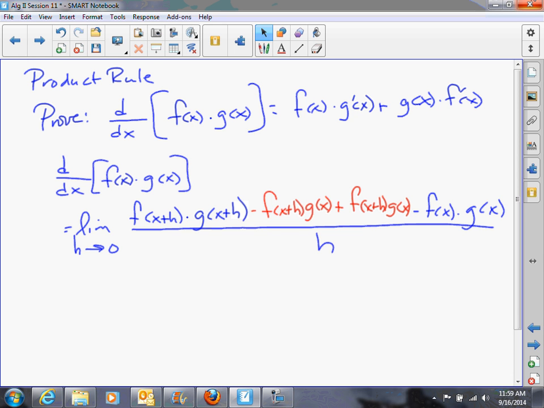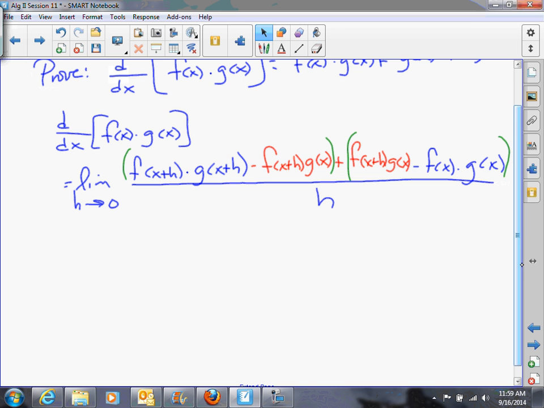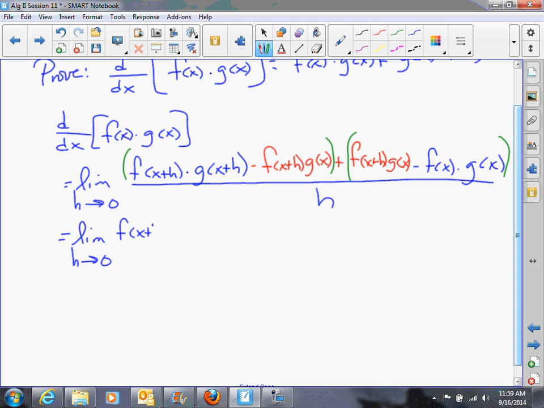Now, in the numerator, I could group these two terms together, and I can group these two terms together. If I do that, I can do a little algebra, and I get this is equal to the limit as h approaches 0 of, pull an f of x plus h out of the numerator, f of x plus h times the quantity g of x plus h minus g of x.